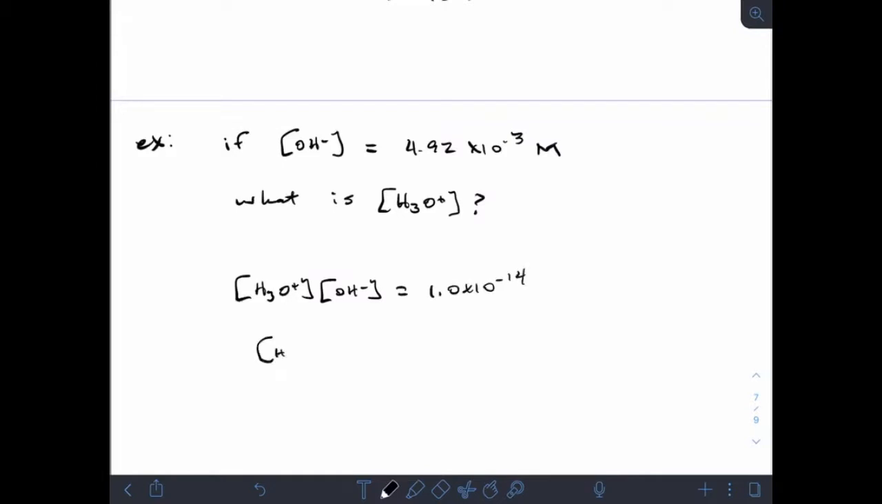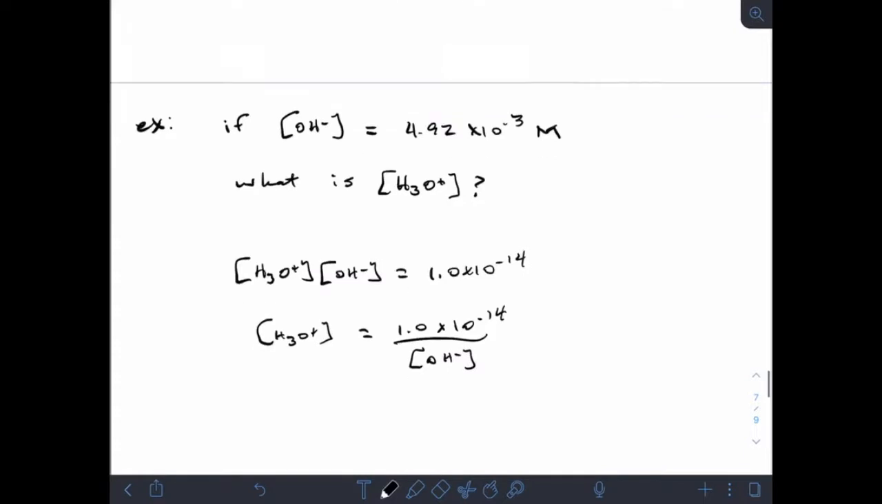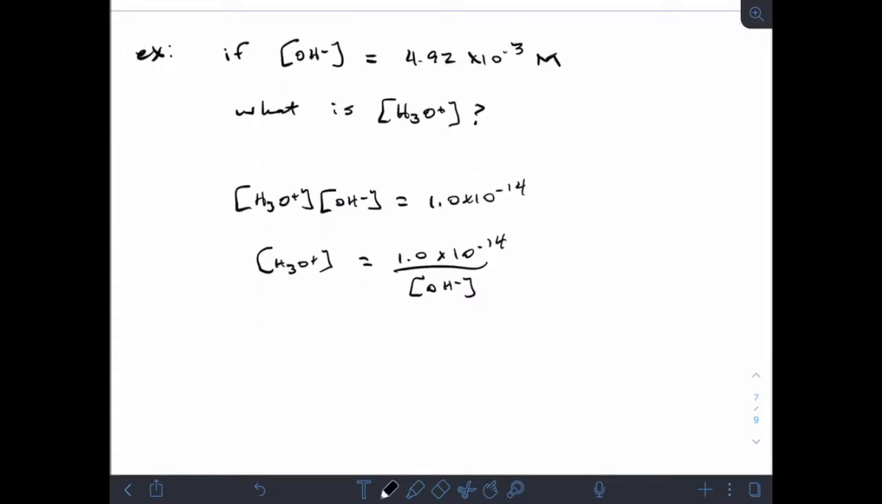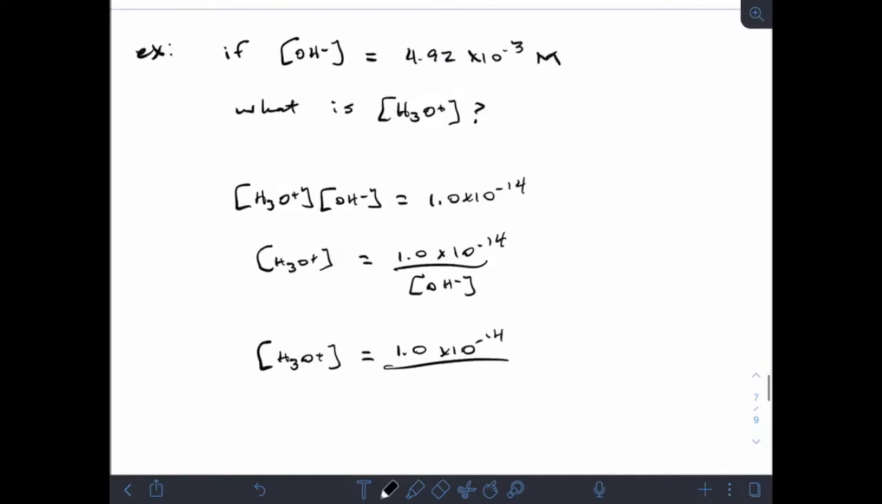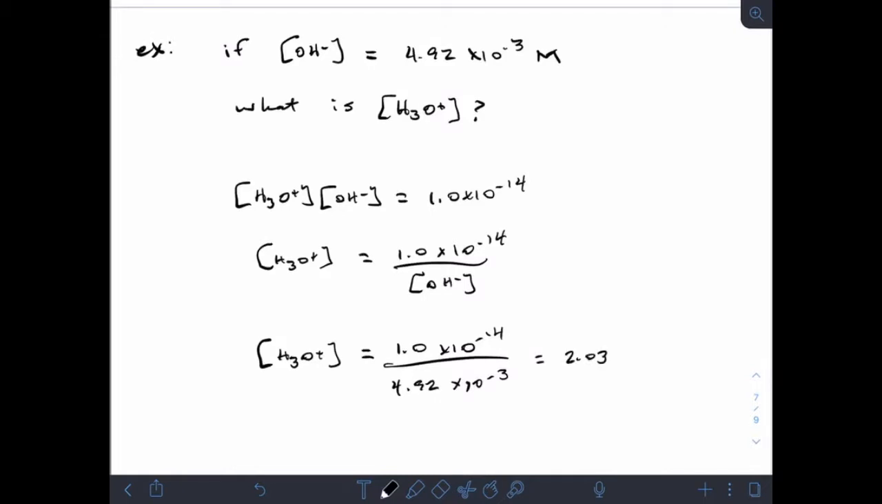So H3O+ is simply Kw divided by OH-. I can just plug in the concentration of OH- and solve. Kw over 4.92 times 10 to the minus 3, which gives us a concentration of 2.03 times 10 to the minus 12.